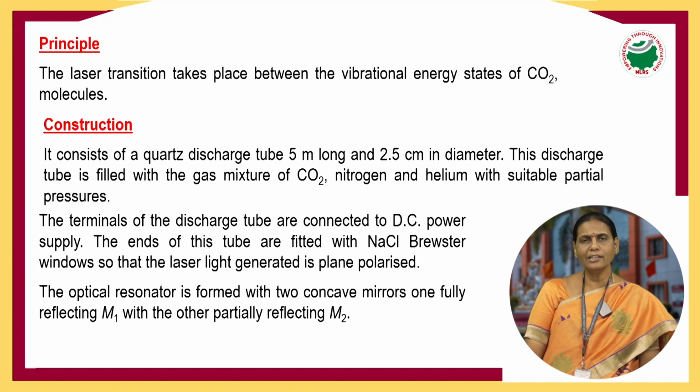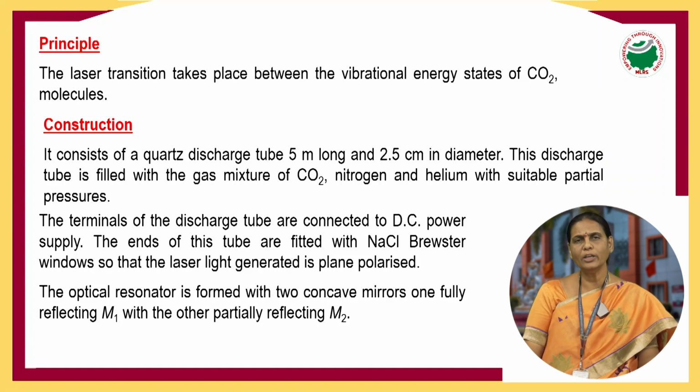And next, the ends of the glass tube are drawn with windows which are called Brewster windows. Why are they called Brewster windows? Already I told you in the helium neon laser lecture. That means they are windows which are specially designed at some angle of inclination, so that when we give some voltage, the gas which is discharged, passing into the glass tube, the atoms will collide with each other.